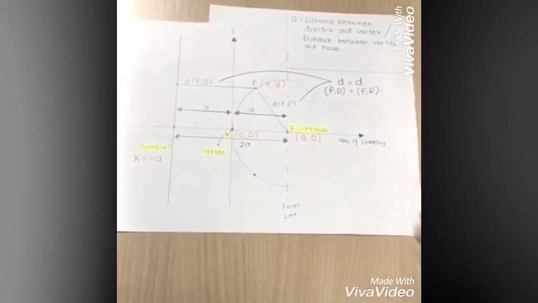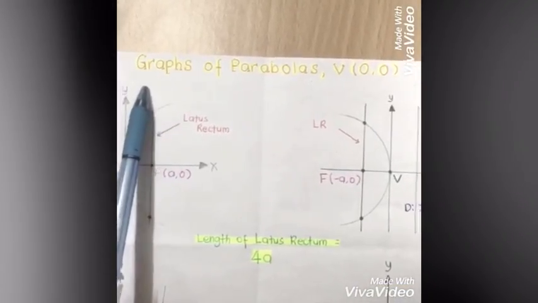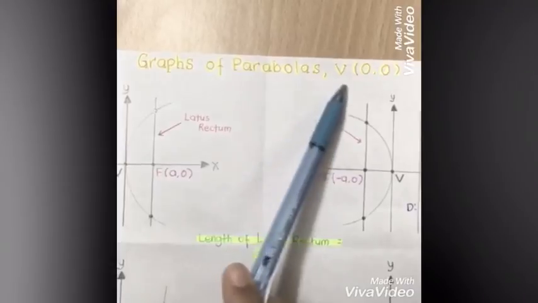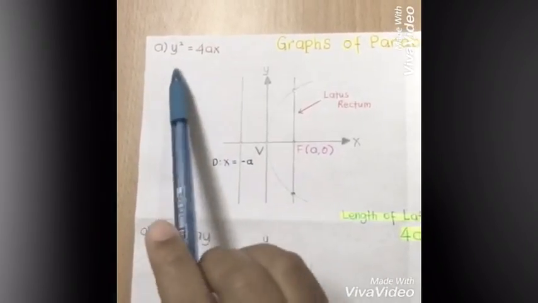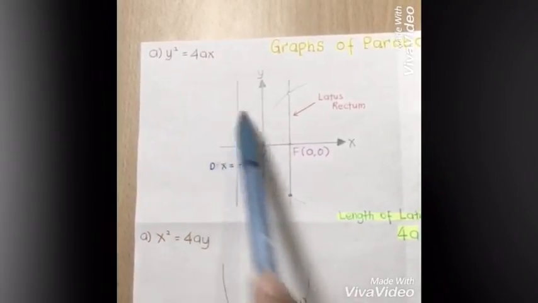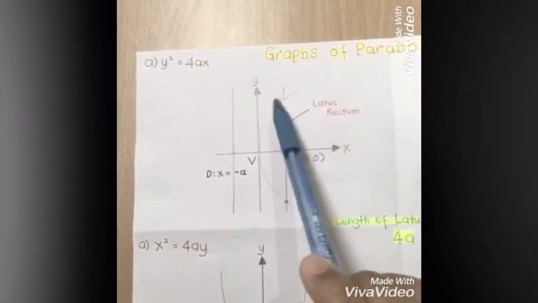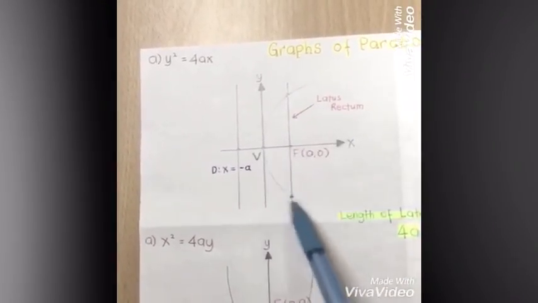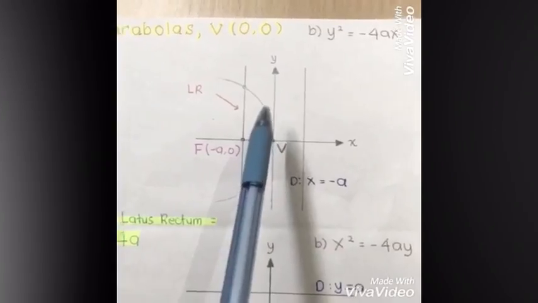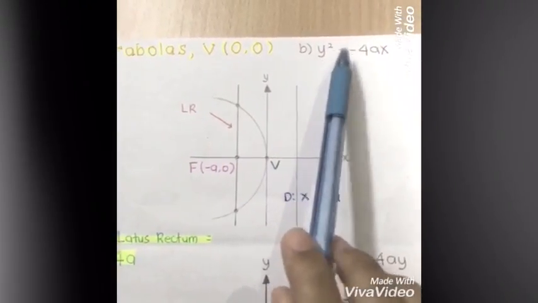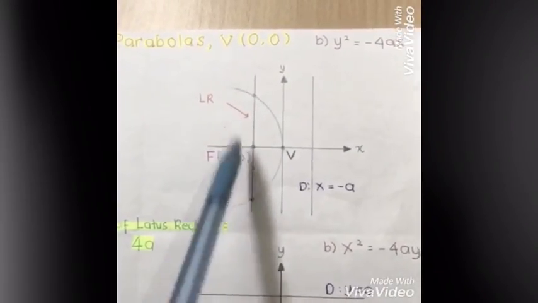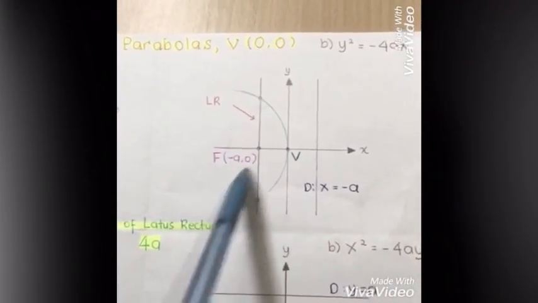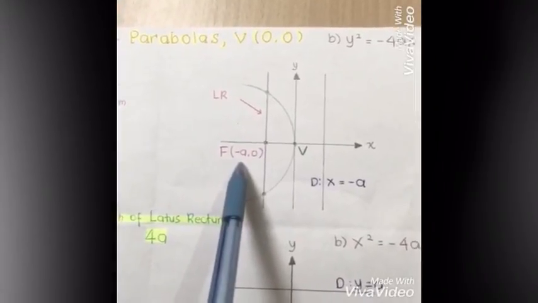So now, let me show you examples of graphs of parabolas when the coordinate of V is (0, 0). The first example is y squared equals 4ax. As you can see, the curve opens to the right side and it lies on the x-axis. For the next graph, y squared equals negative 4ax. The curve opens to the left side and the coordinate of a is negative.